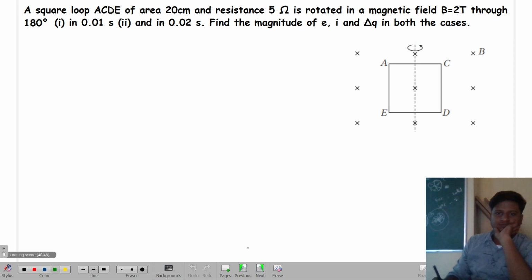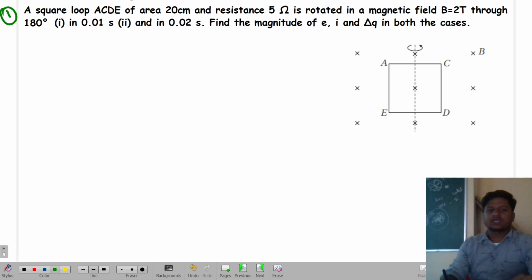Next, do this question. What is it saying? There is a square loop ACDE of side 20 centimeter and resistance 5 ohm. It is rotated in a magnetic field of 2 Tesla through 180 degrees in 0.1 second and in 0.2 second. Find the magnitude of EMF, current, and charge in both of these cases. Tell me how much will be the answer?